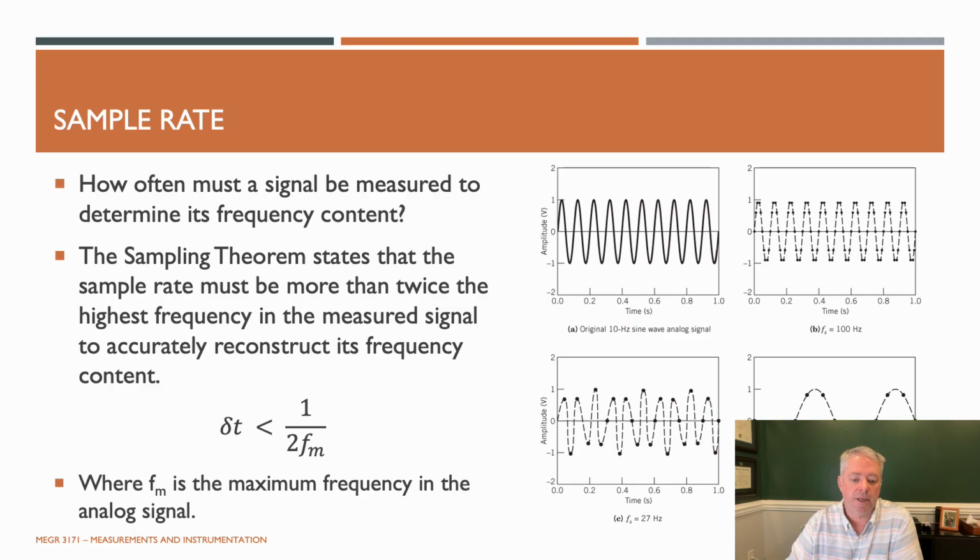Okay, now this is the most important concept of today's lecture. The sampling theorem provides a rule that we need to follow, and it states that to properly capture all the frequency information in an analog signal, our sampling rate, which is fs, must be more than double the maximum frequency present in the signal, and that's fm. If we express this in terms of the time increment, which is delta t, the formula is delta t must be less than 1 over 2 times the signal frequency.